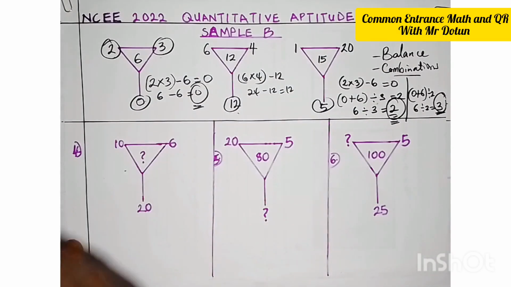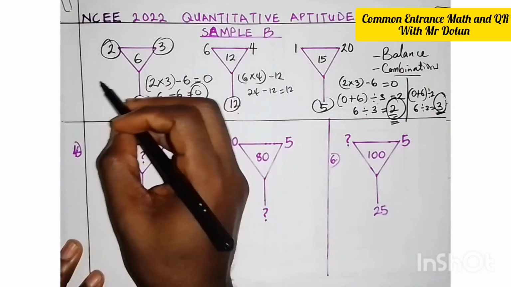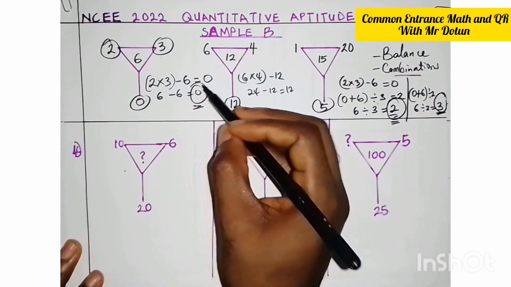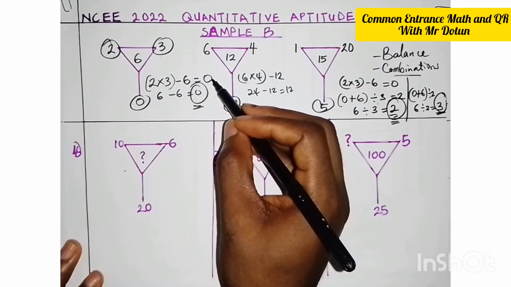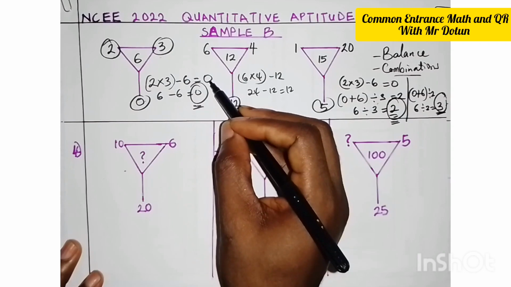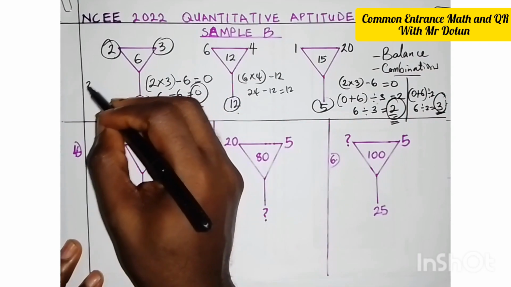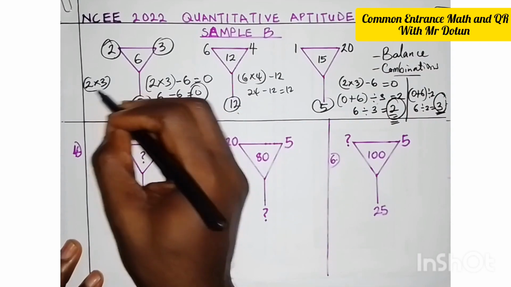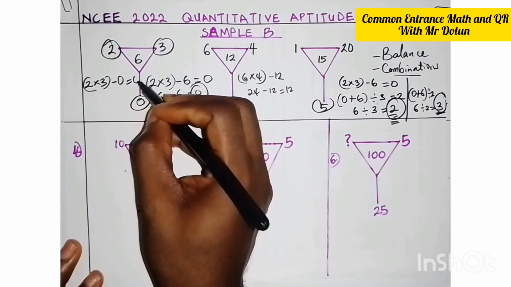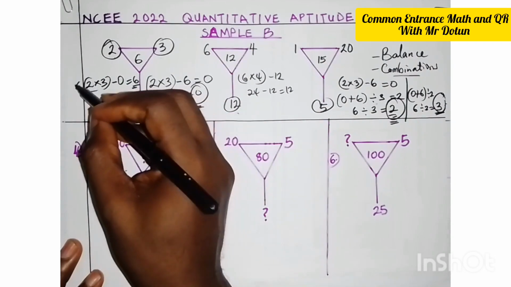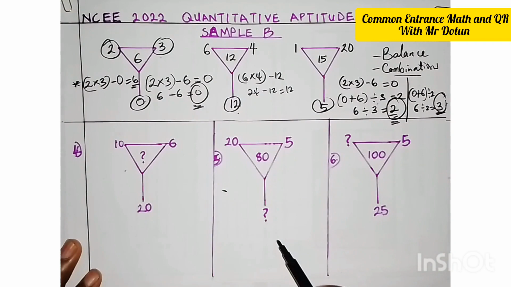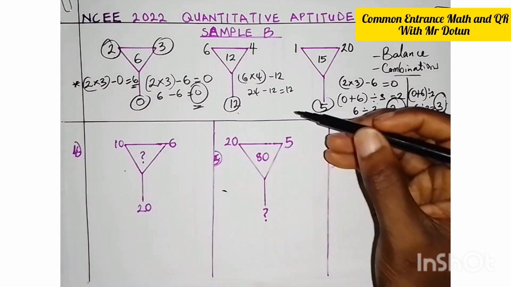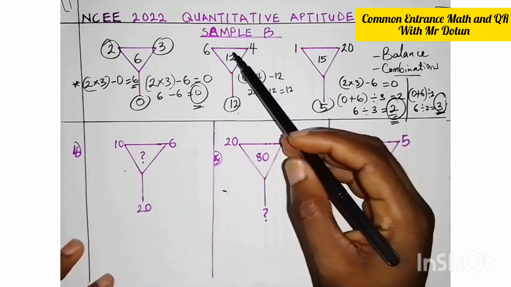So what we're trying to say is, since we have 2 times 3 minus 6 equals 0, then 2 times 3 minus 0 will give us 6. So 2 times 3 minus 0 equals 6. Okay, so that's all it. We can confirm with the other sample to be sure.